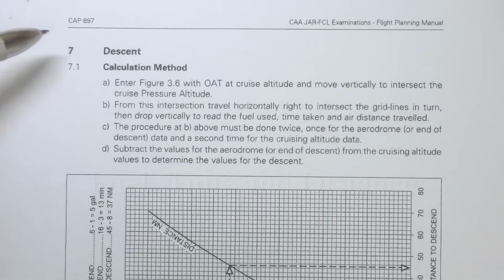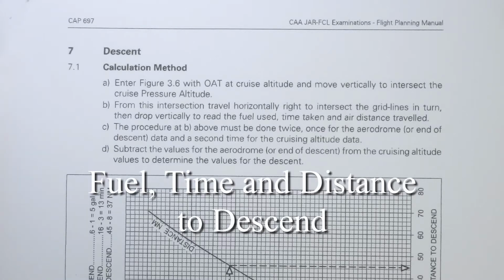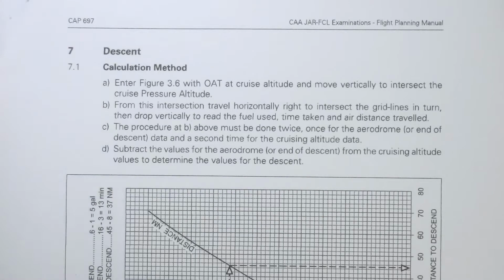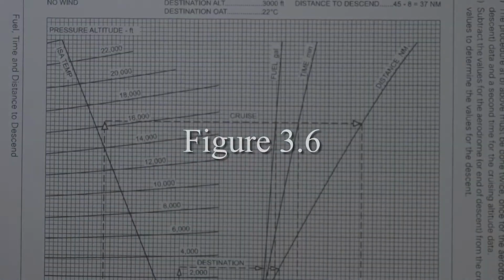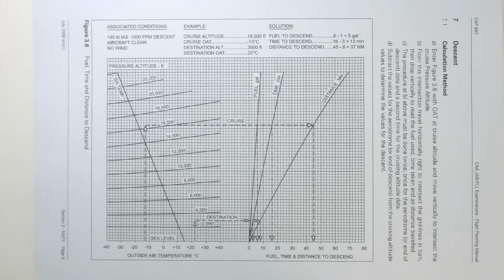In this video, we shall be using CAP697 for the multi-engine piston aeroplane, and I shall be showing you how to obtain the fuel, time and distance to descend using figure 3.6. And this is figure 3.6.